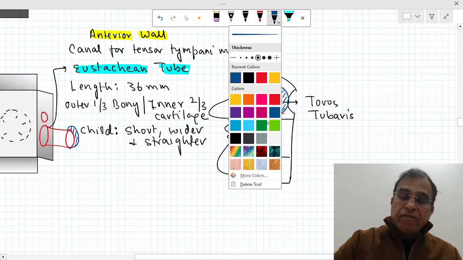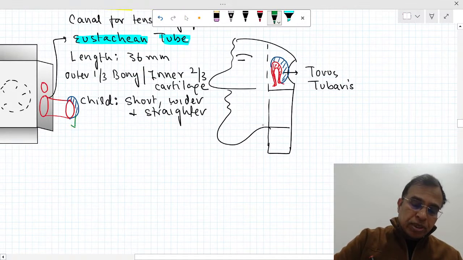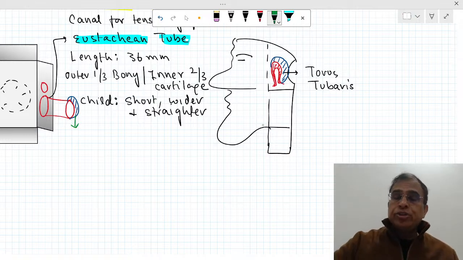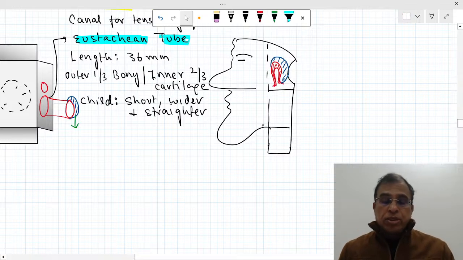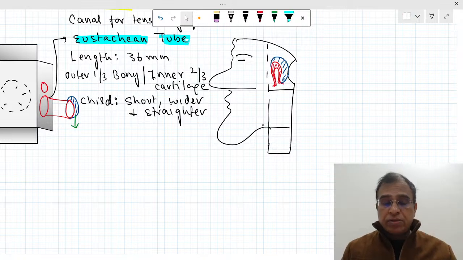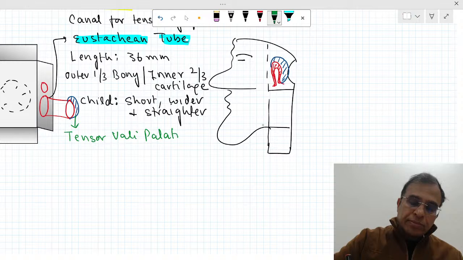And now comes a very, very important point. I talked about torus tubaris, this one. Now, what is the cause of this bulge formation? Or how is torus tubaris formed? Torus tubaris is formed because of three muscles which are attached here. Which are the three muscles? And these names are important. Tensor veli palatini, levator palati.